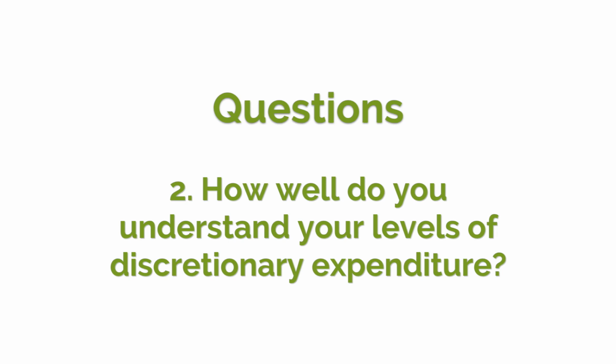Second question, if we've established that you are getting by and that you've got discretionary expenditure that you can use, then how familiar are you with the levels of your discretionary expenditure and what you're doing with it? Is that something that you're cognizant of, or something that just kind of, life happens and money goes in, money comes out, and you don't really know what's going on with it? So getting clear about that would be question 2.